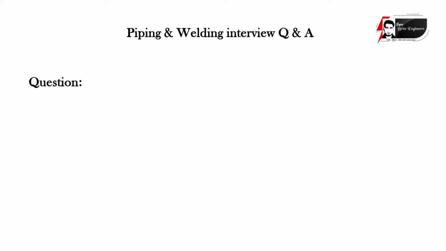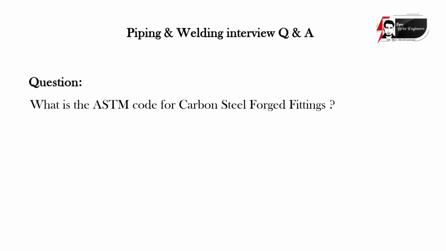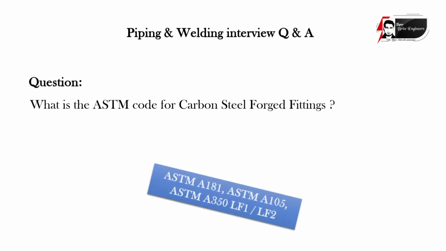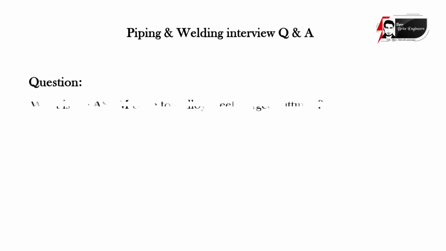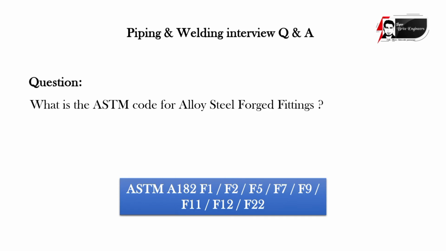What is the ASTM code for carbon steel forged fittings? ASTM A181, ASTM A105, ASTM A350, LF1, LF2. What is the ASTM code for alloy steel forged fittings? ASTM A182, F1, F2, F5, F7, F9, F11, F12, F22.